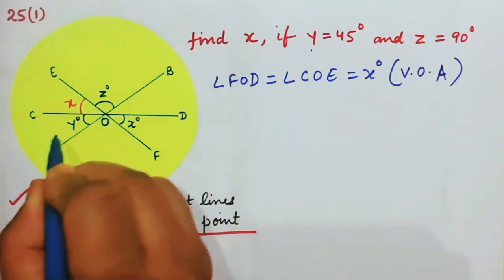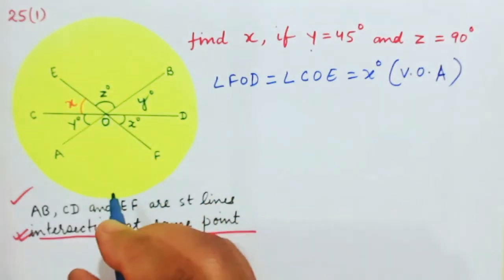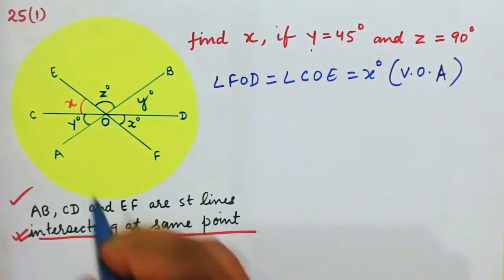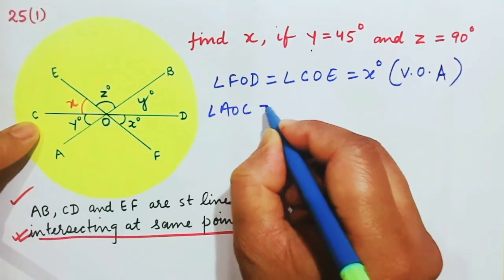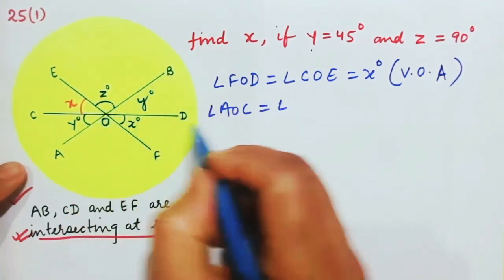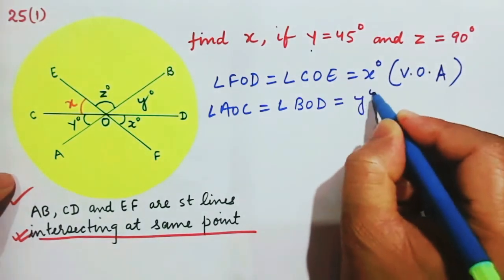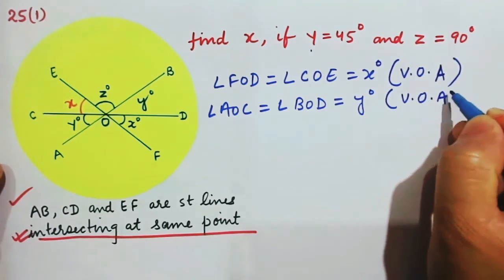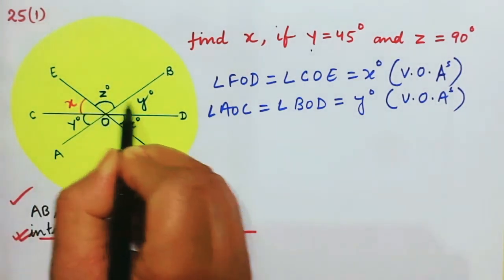Now if this is y, naturally this will also be y, because once again AB and CD are straight lines. So I will write angle AOC is equal to angle BOD, which is equal to y degree. So the same thing, vertically opposite angles. Now x, z and y.